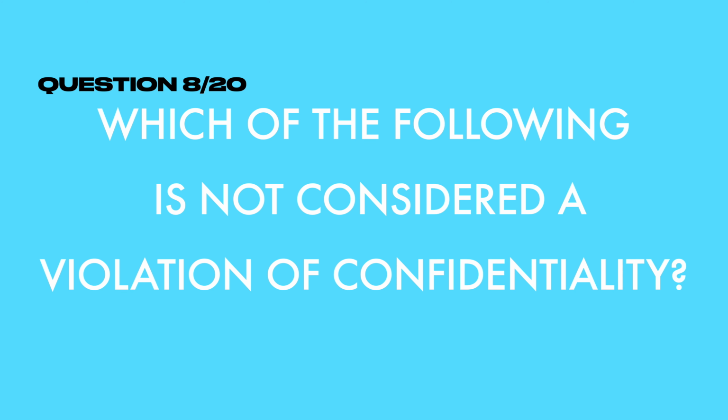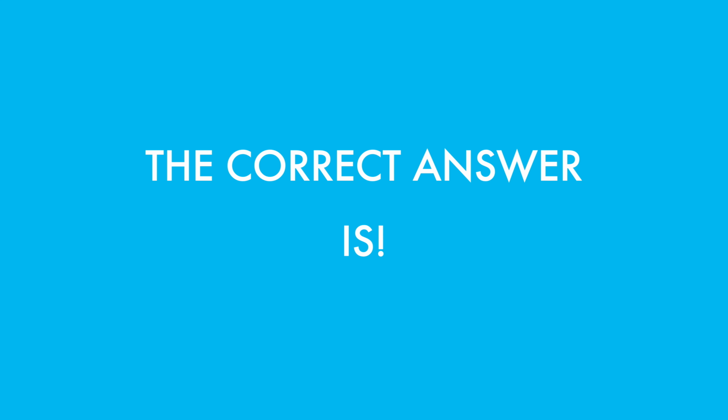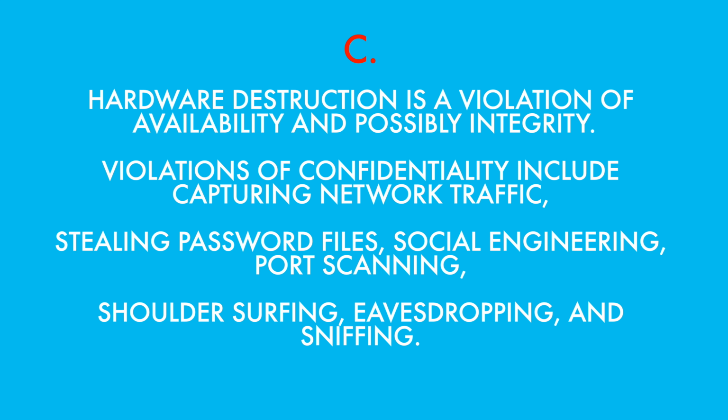Question 8 of 20. Which of the following is not considered a violation of confidentiality? A. Stealing passwords. B. Eavesdropping. C. Hardware destruction. D. Social engineering. The correct answer is C. Hardware destruction is a violation of availability and possibly integrity. Violations of confidentiality include capturing network traffic, stealing password files, social engineering, port scanning, shoulder surfing, eavesdropping, and sniffing.